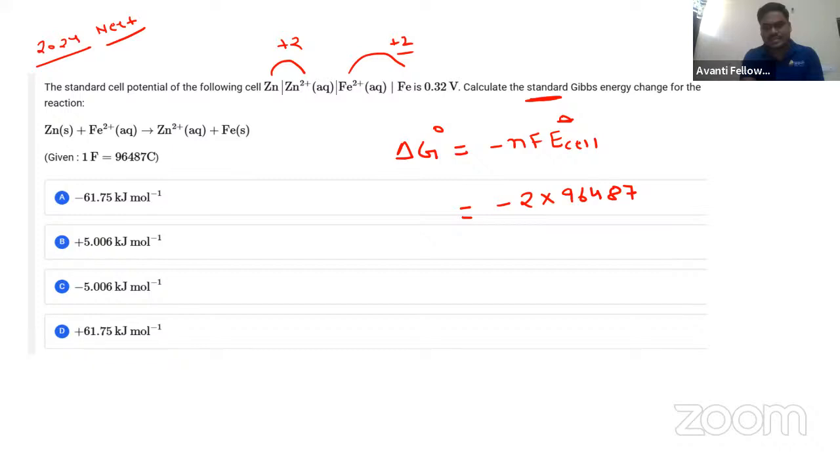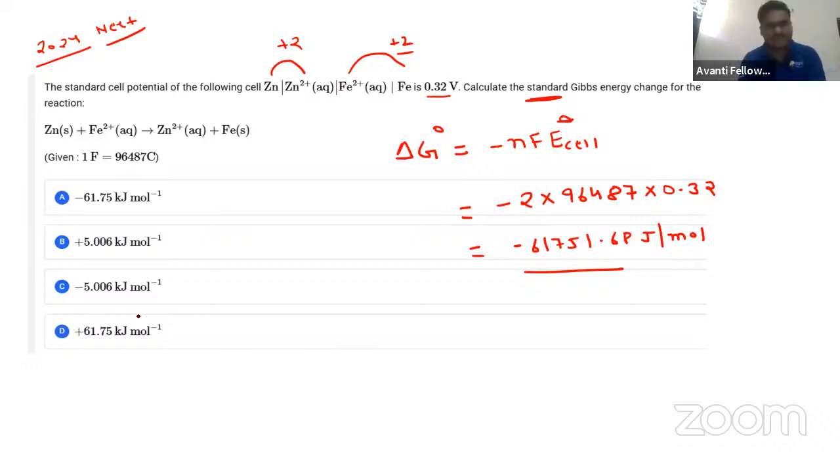Faraday constant 96,500 and E standard is 0.32 volt. So it is 0.32 volt. So putting all this value, negative तो रहेगी, that is 61,751.68 joule per mole, right?